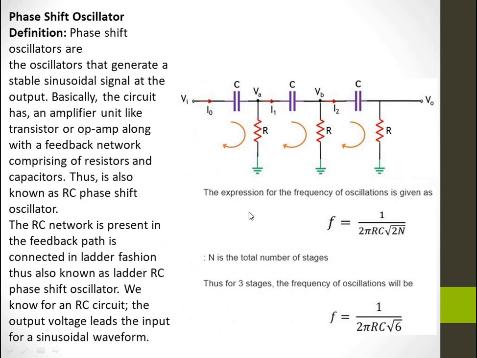And this is the complete transfer function of this feedback network. We have to calculate this by applying nodal analysis. We calculate the beta value, that is the gain of the feedback network, and the frequency of oscillation. f is equal to 1 by 2 pi RC root of 2N, where N is the total number of stages. Here we have 3 stages, so it will be root of 6. So the frequency of oscillation for the 3-stage RC network is equal to 1 by 2 pi RC root of 6.